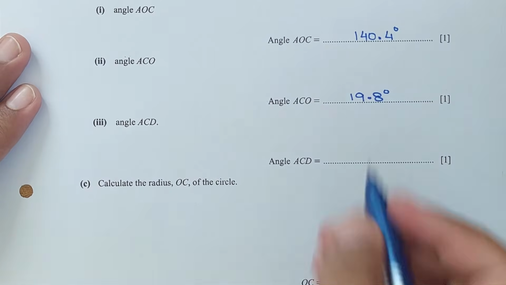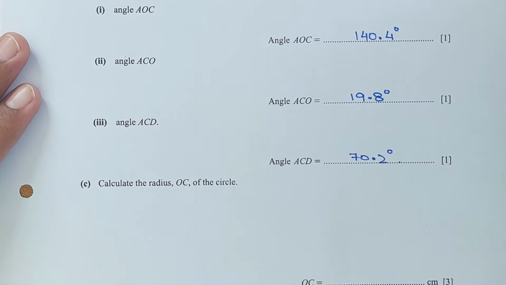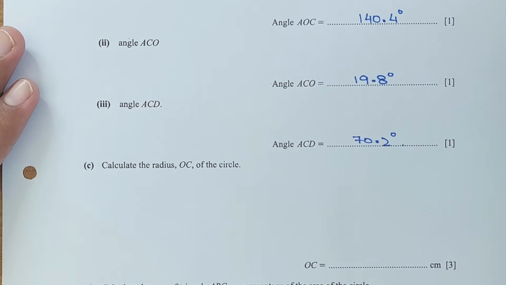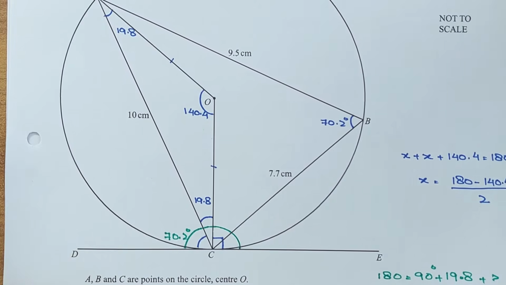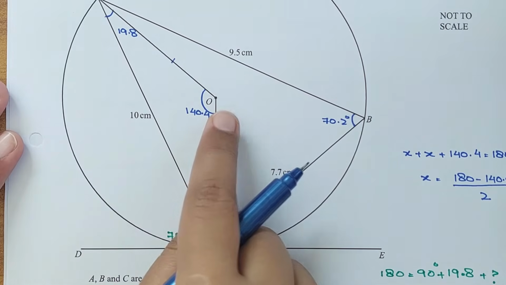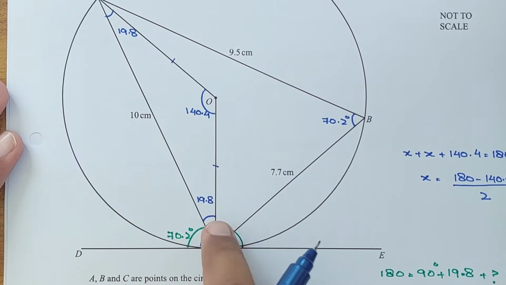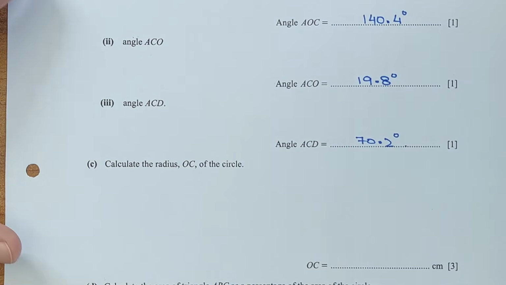Okay, 70.2 degrees. Now for part C, calculate the radius OC of the circle. Radius of a circle we have to calculate. So that is easy. We can use this triangle AOC. We have angle O and the side O. We have the angle C. Let me find the side C. That is the radius. By using law of sine, we have to apply here, right?